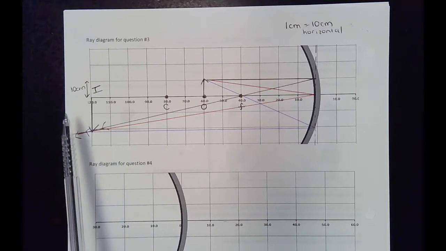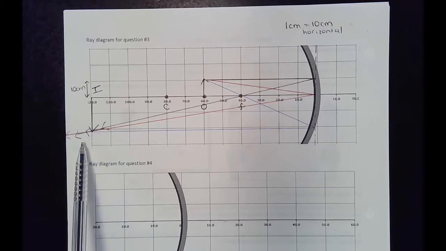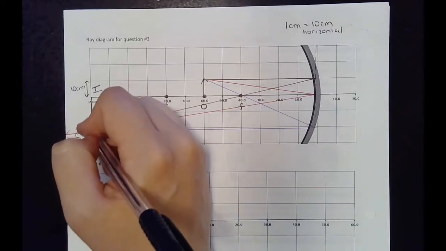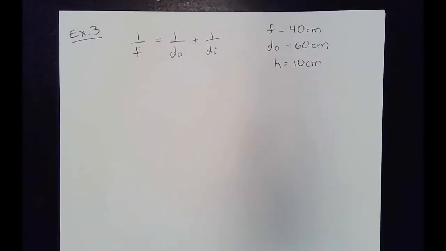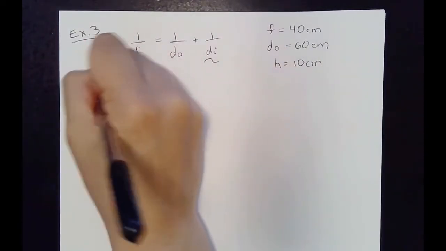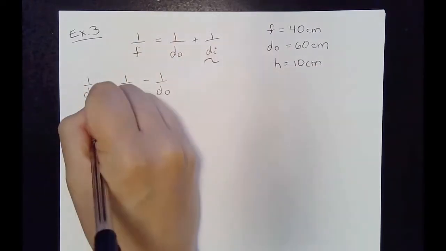So we're seeing the image at about 120 centimeters, and it's clearly magnified. We can see the image height looks like it's about 20 centimeters. But let's check this now with our mirror equation. All right, so I've written this out here, and we can just solve for di. 1 over di is 1 over f minus 1 over do. And I'll just flip that.